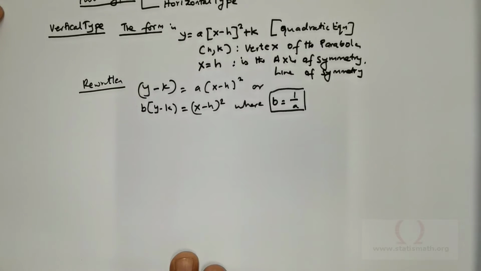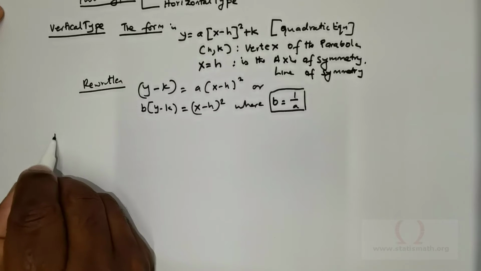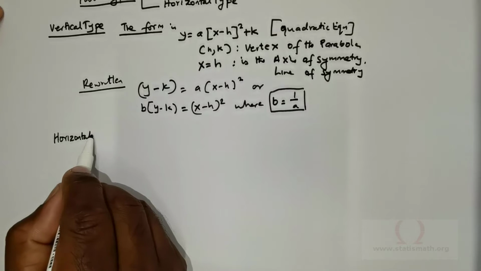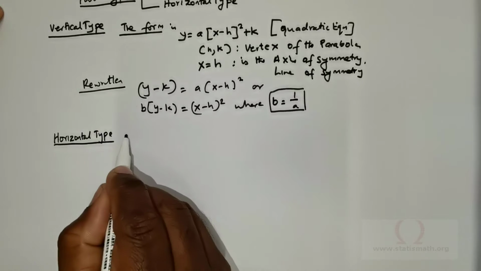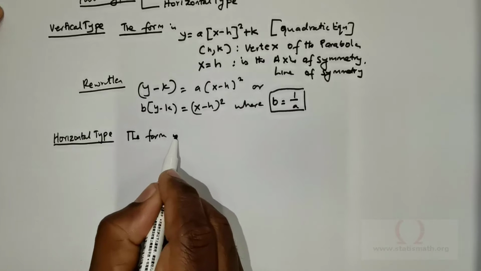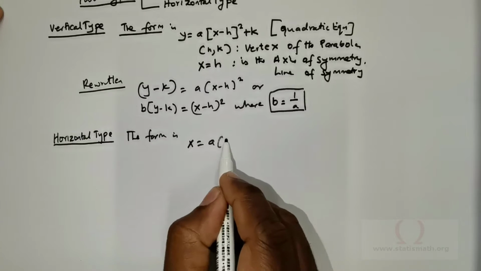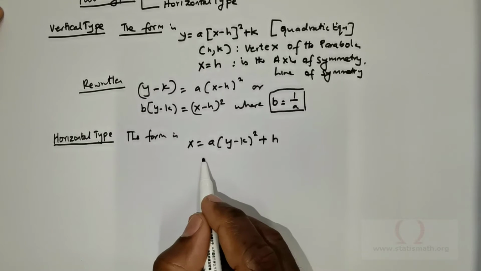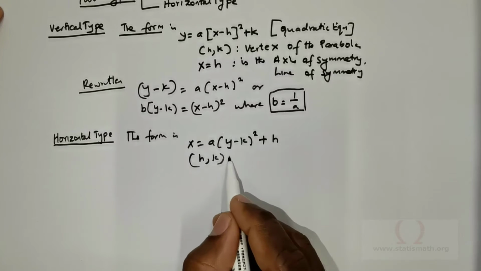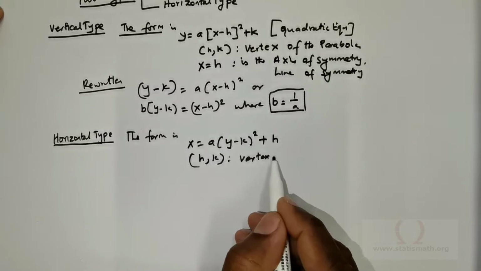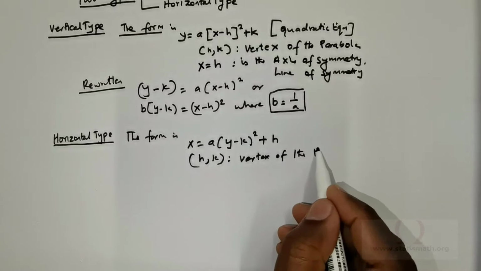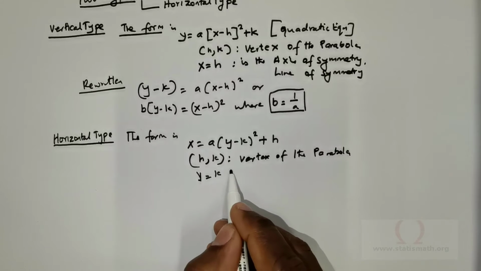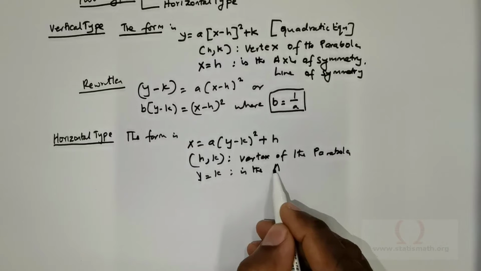Now, since I mentioned the vertical parabola, how does the horizontal parabola look? The horizontal type. The form for this is x is equal to a times (y negative k) raised to the power 2 positive h, and h comma k is the vertex of the parabola, and in this case y is equal to k is the axis of symmetry.